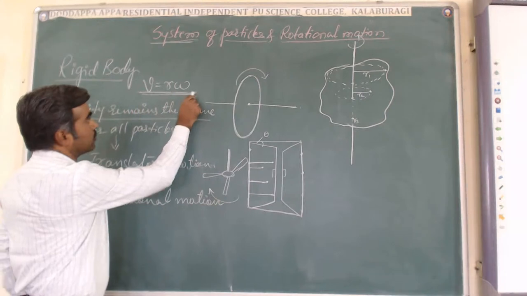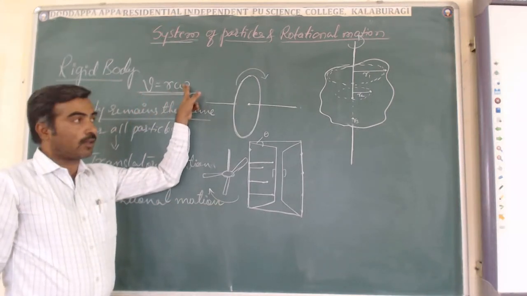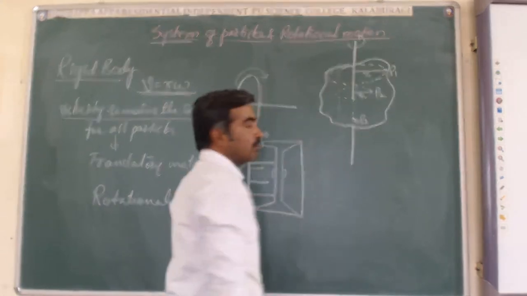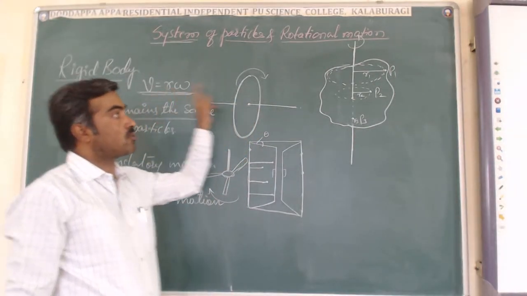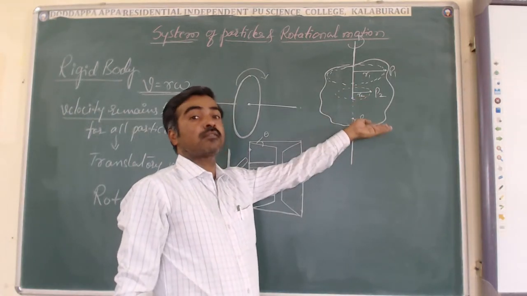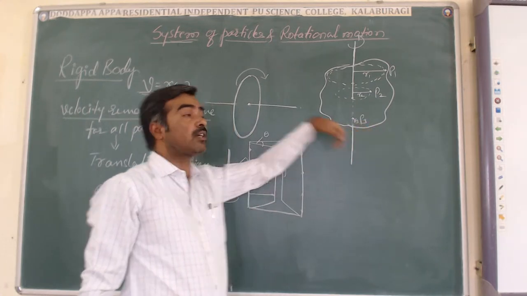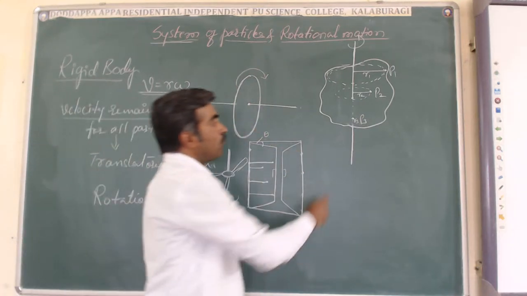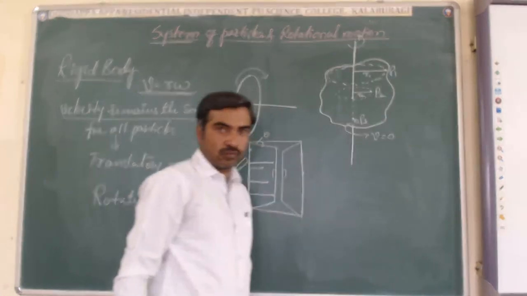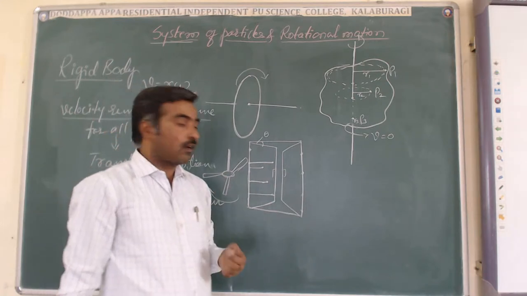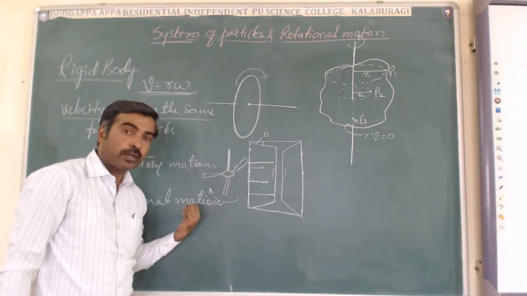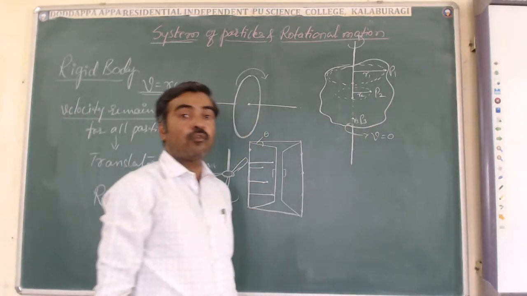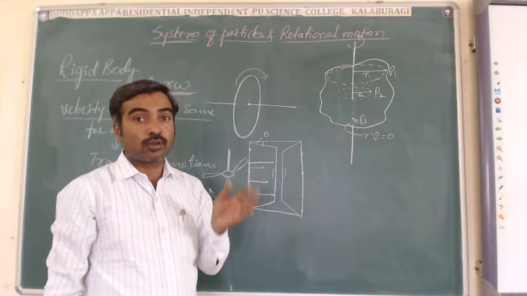With respect to the equation V equals R omega, let us consider the first particle as P1, the second as P2, and here the third as P3. The first particle will have more linear velocity than the second particle, and the second particle's velocity is still more than that of the third particle, whereas for the third particle R equals 0 because it lies exactly on the axis, hence V equals 0. So for this particle, V is 0. It means that any particle executing rotational motion, if it lies on the axis of rotation, its velocity is considered to be 0, whereas other particles will have different linear velocities.